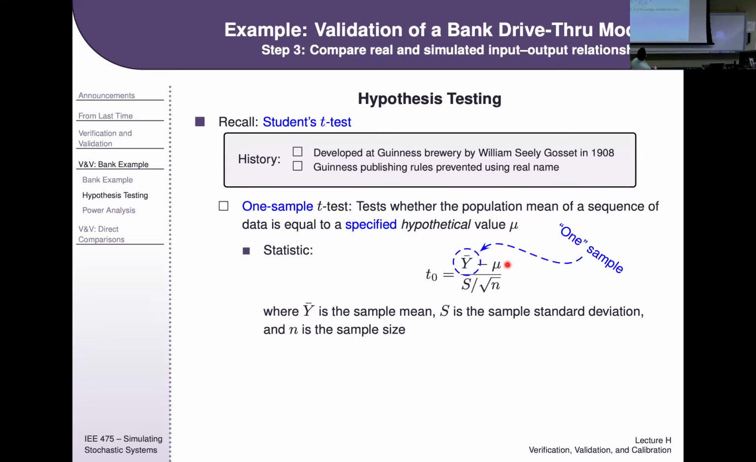Here we're assuming that mu has been given to us. Someone just says that the real world, they didn't give us real world data, they just gave us the mean. And so we plug the mean in there, but then we do have the data from the sim and we sample that, we create a sample average, and that's the one sample in a one sample t-test.